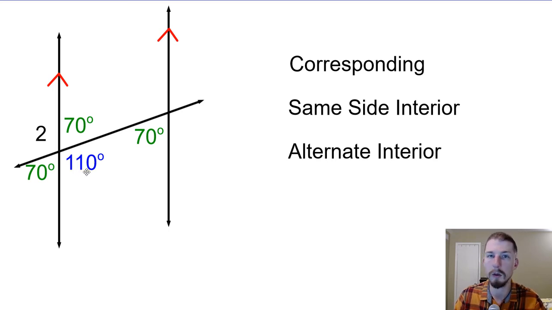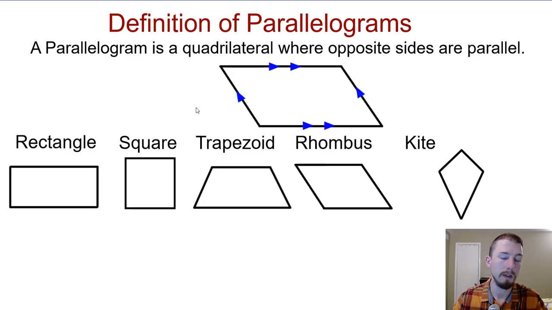Okay, so that's what we need to remember from Unit 3. The definition of a parallelogram is a quadrilateral where the opposite sides are parallel. So both sets of opposite sides, these two are parallel and these two are parallel. The next question I have is, of all these other special kinds of quadrilaterals, which ones are actually parallelograms?